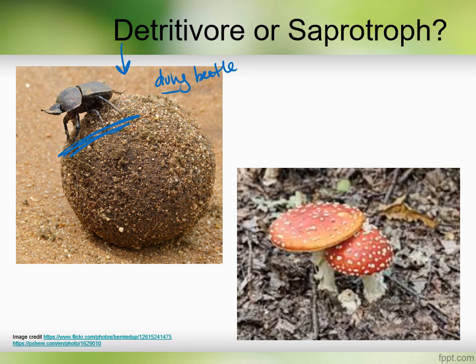They are detritivores. How about fungus? These mushrooms, detritivore or saprotroph? Do fungi have mouths? Do they eat the dirt? They don't. So they are saprotrophs. They secrete enzymes outside their bodies underground, which decompose that detritus underground, and they absorb those nutrients after external digestion. These guys are saprotrophs.